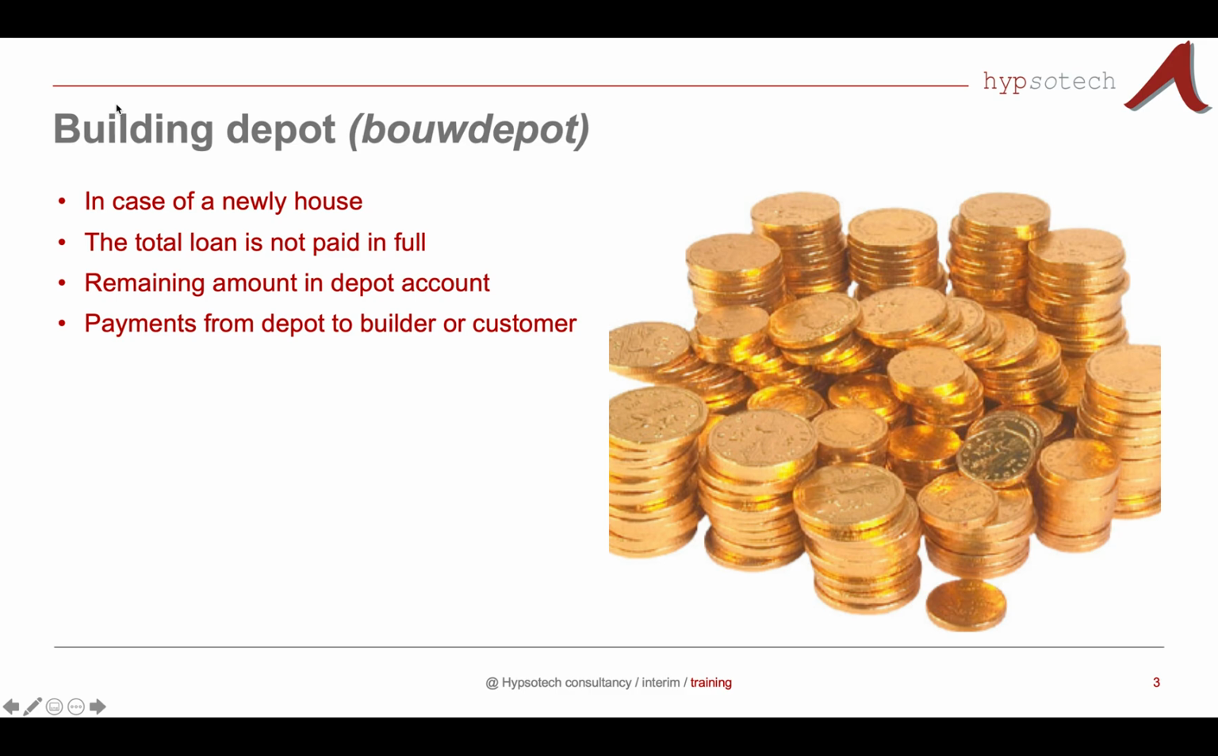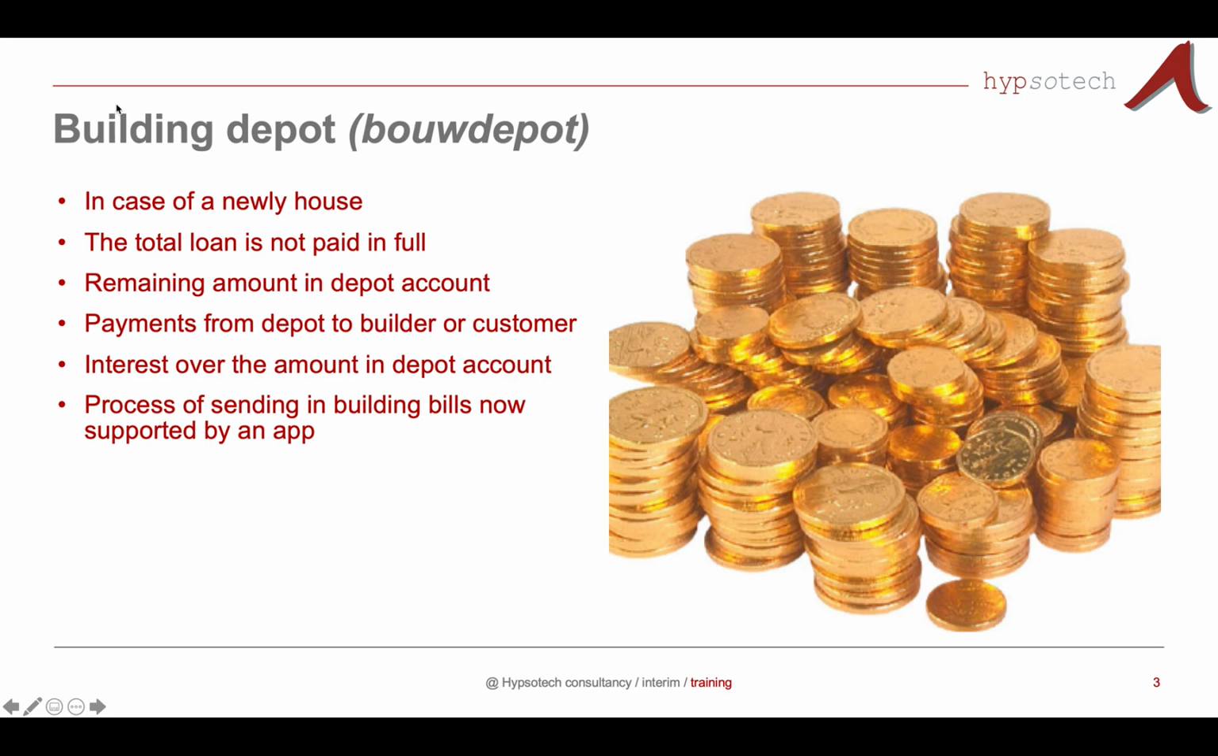And there are two ways to do that. Sometimes the mortgage banks, the lenders, pay the builder, and sometimes they pay the customer. But you have to send in a bill before the bank is paying the money. This depot is a bank account, and depending on the interest rate of your mortgage, there's interest paid over the amount of money in the building depot.